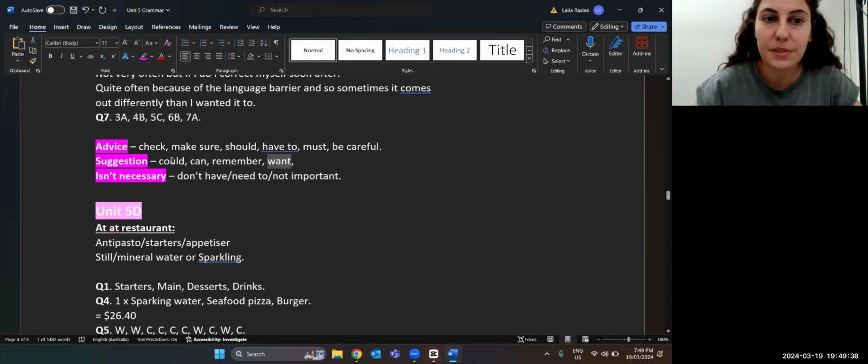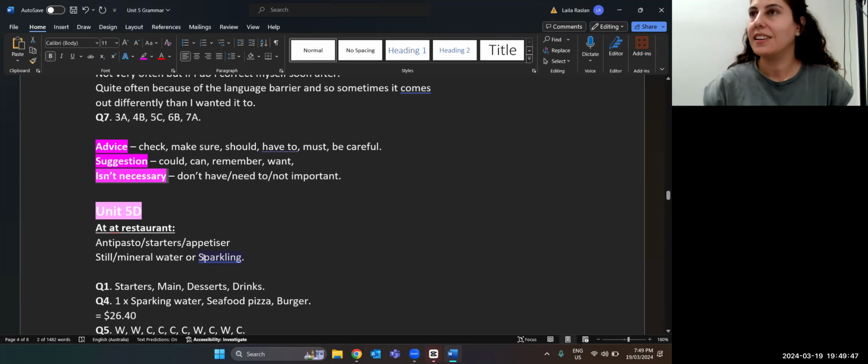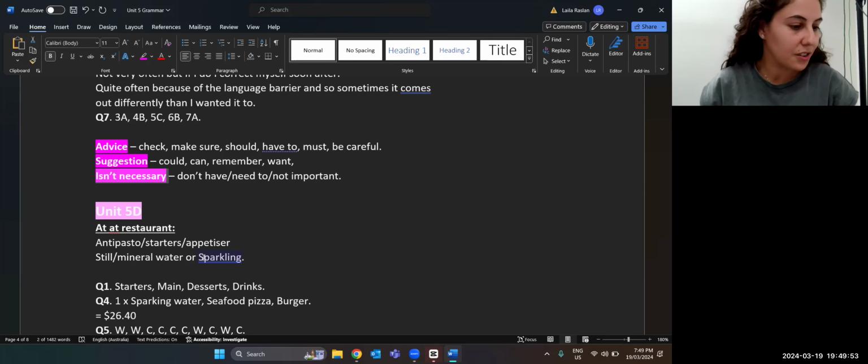So these kind of verbs show us that they're a suggestion. If something isn't necessary, that means it's not important. You don't have to do it. It's not necessary. You don't have to buy the book. You can go and use an online book. You don't have to do something.